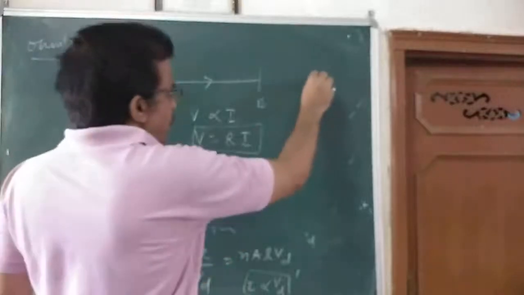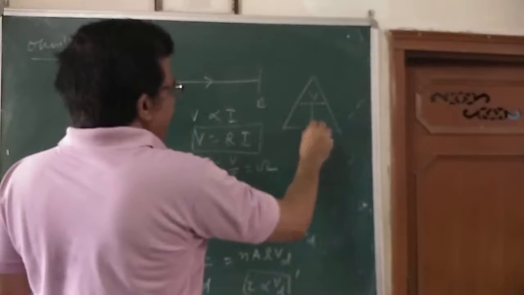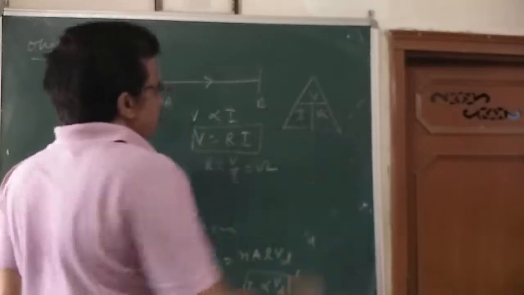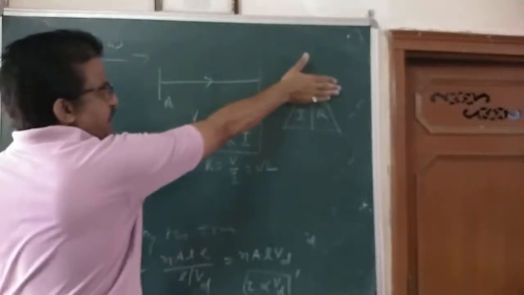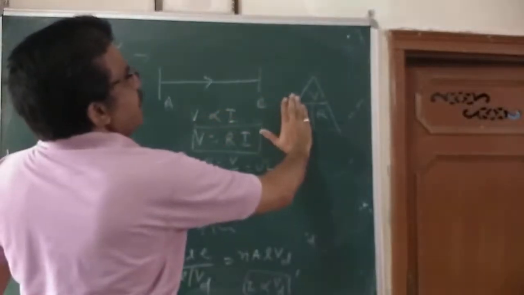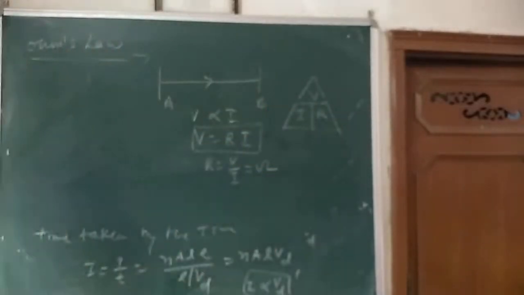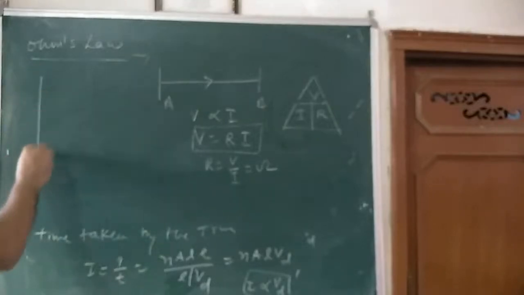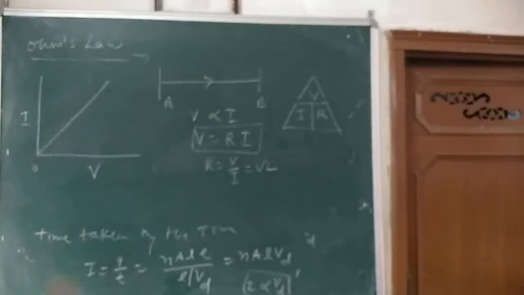If you want to memorize this, make a triangle, write here V, here I and here R. If you want to find out V, then you can say V is equal to IR. I is equal to V by R or R is equal to V by I. So with the help of this triangle, we can easily remember Ohm's law. Write down here, if I want to draw a graph between I and V, this is a straight line like this.